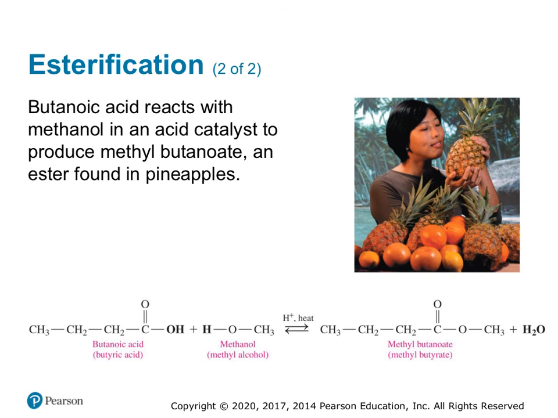Butanoic acid reacting with methanol. So here we have butanoic acid reacting with methanol. Gives us methyl butanoate, which is the ester found in pineapples. So lots of different places to find esters.